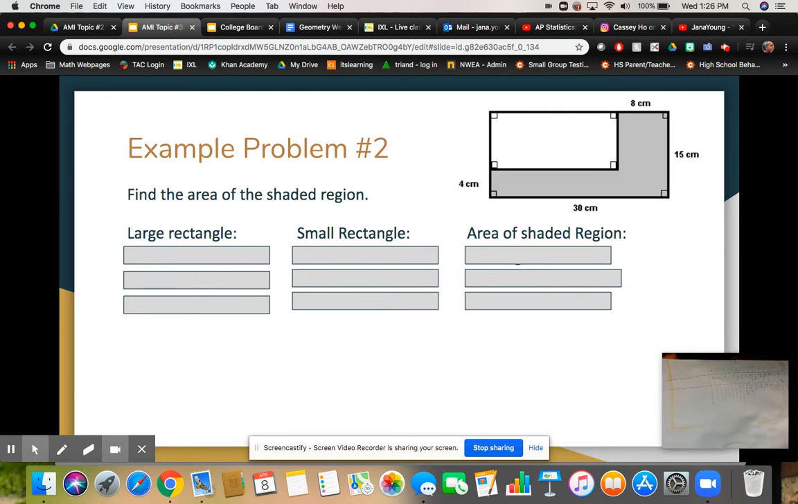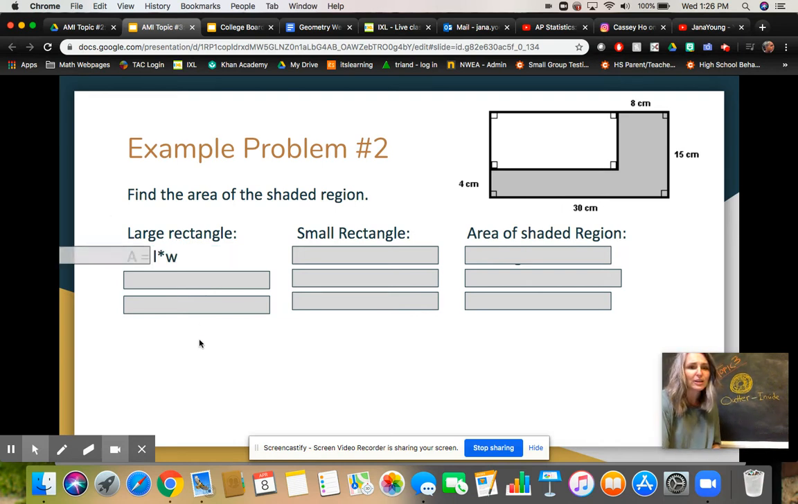Just ignore the writing. So how would I find the area of just this part? Well, that's easy. I have a piece of paper. I don't have scissors, but I could just literally remove it, right? I want this, so I would take this whole rectangle and I'd remove the small part. And that would be it. All right, so let's do that.